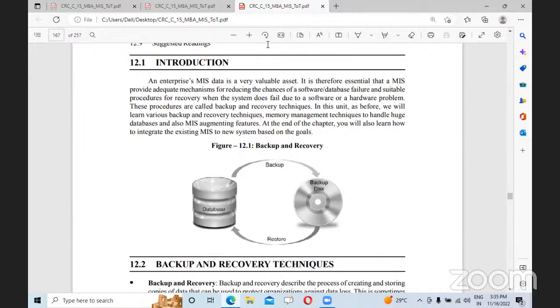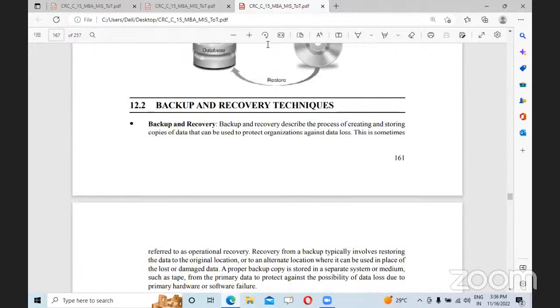In this session, we will learn various backup and recovery techniques, memory management techniques to handle user databases, and also MIS augmenting features. This is very important: data recovery techniques, data memory management techniques, and data handling techniques. At the end of the chapter, we will also learn how to integrate the existing MIS to a new system based on the goals. Next point is backup and recovery techniques.